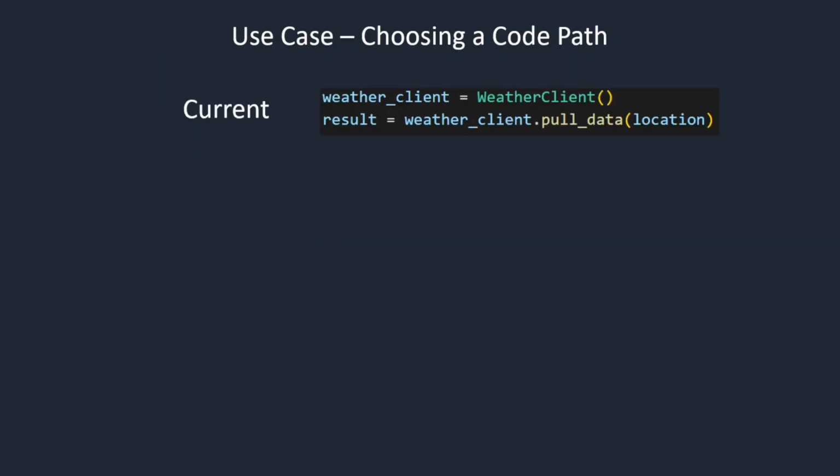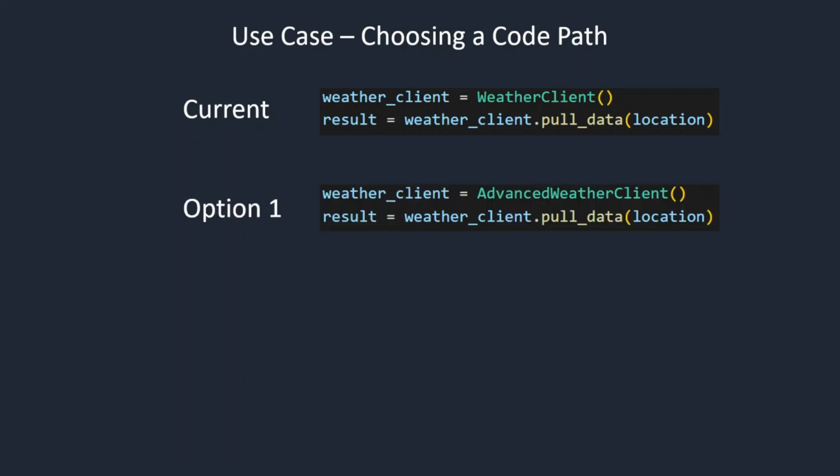Let's look at a different example now. This time, instead of figuring out how many items to query, we're going to figure out which code path to choose. So right now we have a weather client, and we've talked to our business teams and our partners, and they found a new advanced weather client. So what we could do is just switch immediately over to start using the advanced weather client, but we don't know how it's going to perform at scale or if it's going to work how we expect.